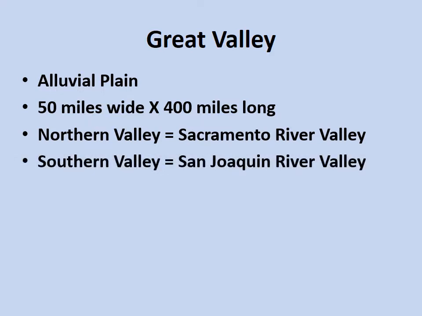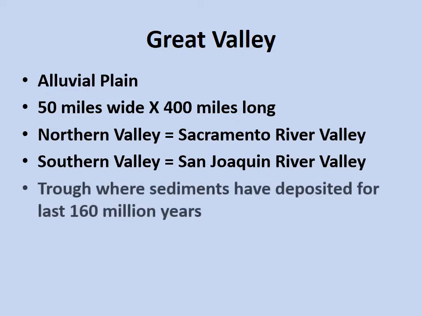It's actually split up into two separate valleys. The Great Valley is composed of the Sacramento River Valley, which, as you would assume by the name, is primarily fed by the Sacramento River and all the tributaries that feed into it. The Southern Valley, San Joaquin River Valley, again, primarily historically fed by the San Joaquin River, although unfortunately the San Joaquin River isn't even a river in a lot of areas. It's basically a kind of a dry river bed.